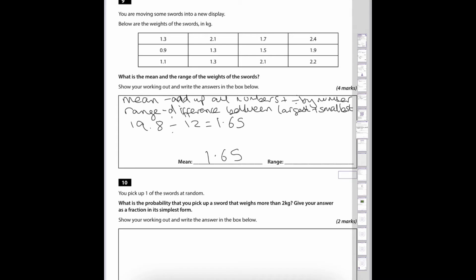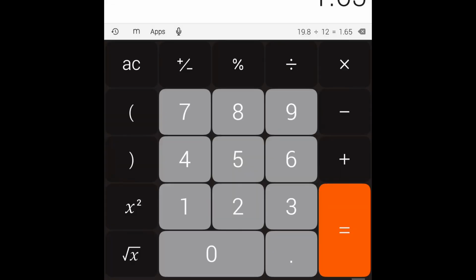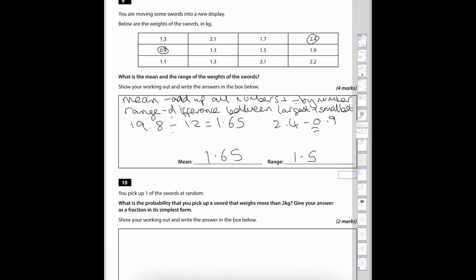Doesn't ask us to round that up. It just says write the answer in the box. So the range then is the difference between the highest and lowest. So the highest is 2.4 and the lowest is 0.9. So 2.4 minus 0.9 is 1.5. So the range is 1.5. So averages are always worth something. It's something worth revising before you come in, because quite often there'll be a question on either median, mode, range or mean.